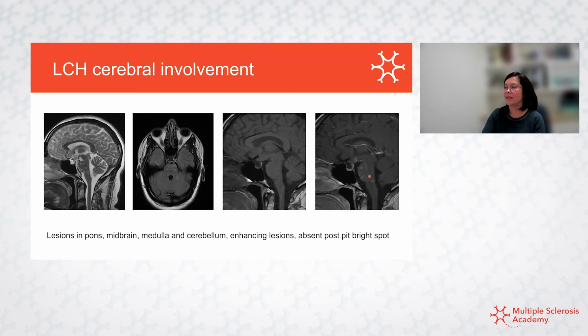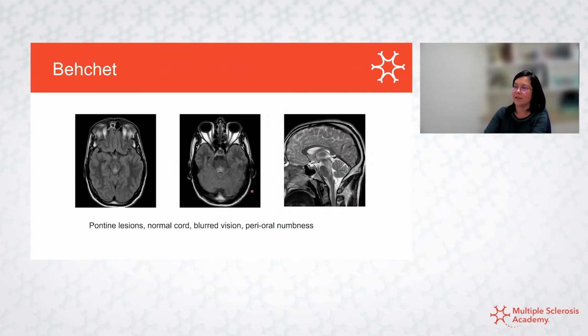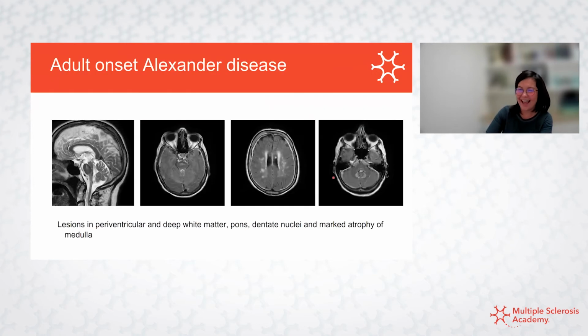So these were all lesions of one age, and she also had an absent posterior pituitary bright spot, and this was Langerhans cell histiocytosis with brain involvement. This patient, which had a whole bunch of white matter lesions, pretty confluent in the brainstem. This turned out to be Behçet's. I can't say Behçet's. Sorry.